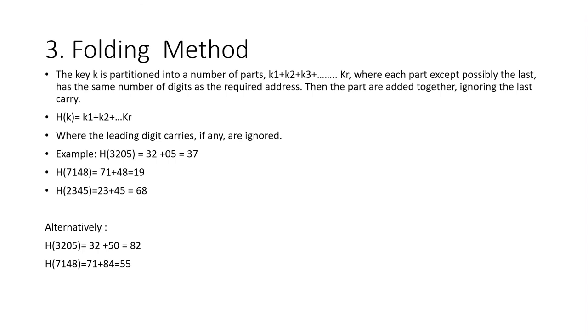The next one is 7,148. In that, you're going to split into pieces, 71, and instead of 48 you're going to make it 84, and add it. So you get the address, and ignore the carry there. Whatever balance 2-digit number you get there, you put as the address. So this is known as the folding method.